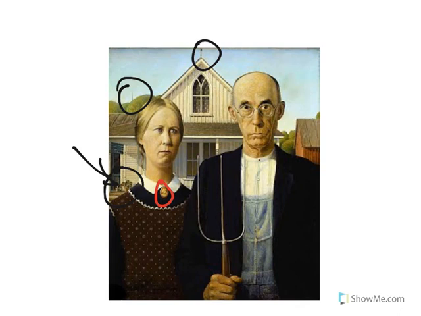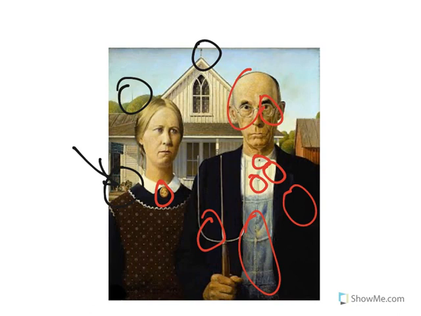Let's go with the more obvious things. We have the pitchfork. We have the overalls. We have a button. We have a shirt with stripes. We have a gold button. We have glasses. We have a man. We have a jacket, a barn, trees, a farmhouse, the supports for the roof.